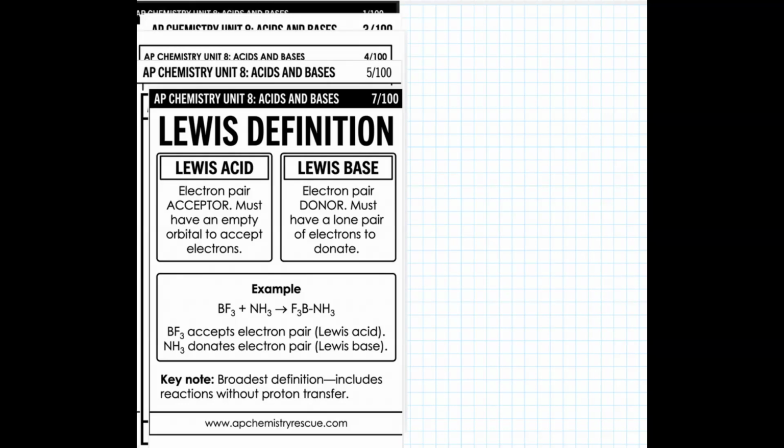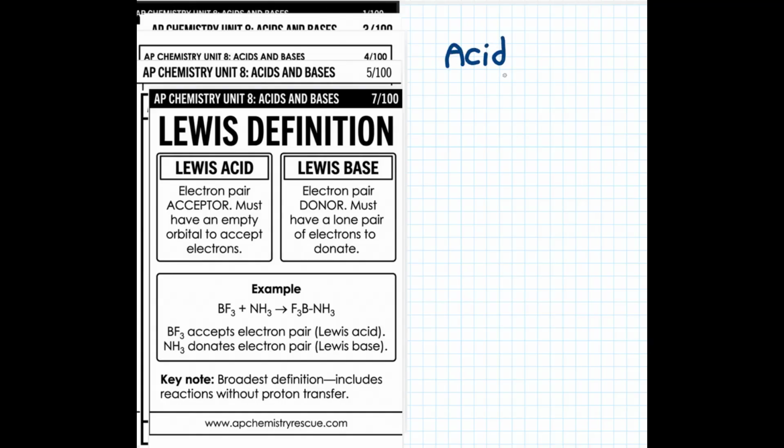Now let's go for the Lewis definition. The Lewis acid is an electron pair acceptor. An acid accepts an electron pair. It needs an empty orbital to hold those electrons. Think of it as being hungry for electrons. So I have something that's hungry for electrons.